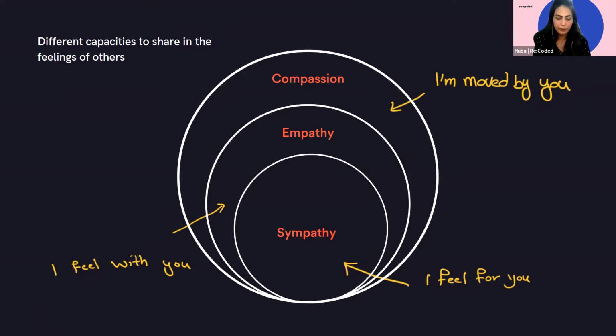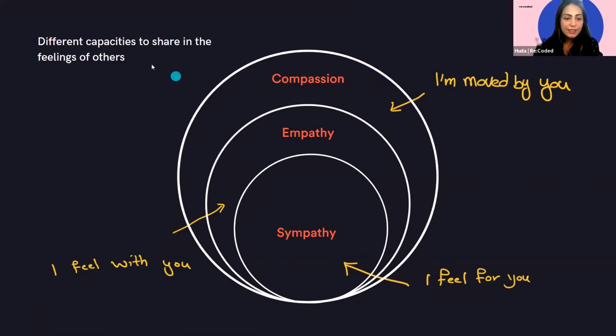Let's have a scenario. Imagine you are a student at a school, and your friend gets bullied. When you say to him or to them in general, I feel for you, I know this is bad, the thing that you're doing here is sympathy.